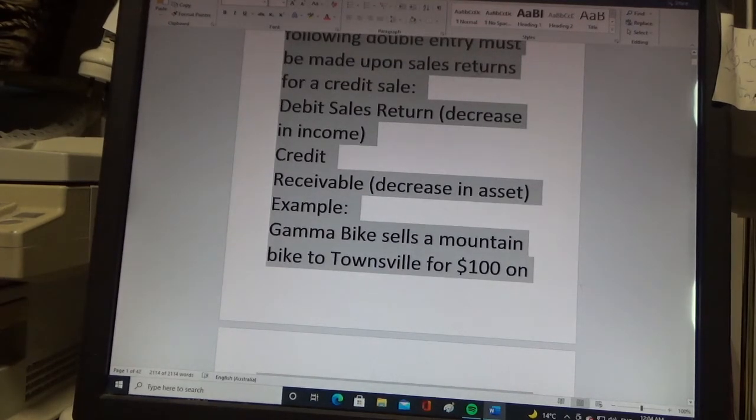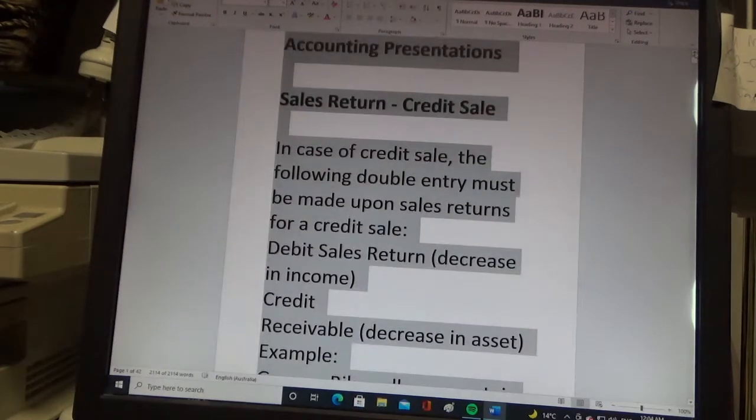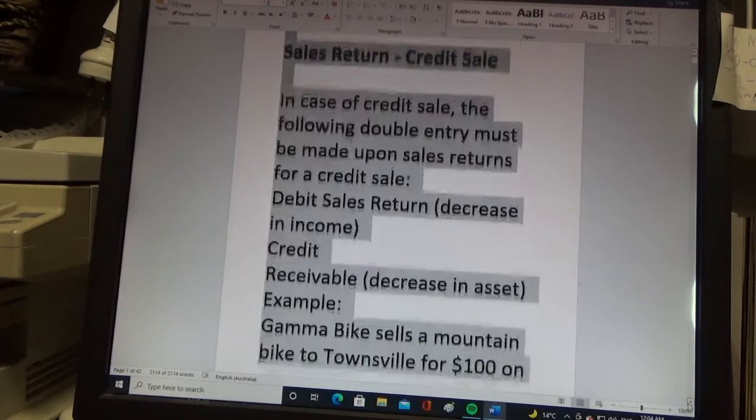Debit, not that one. I didn't write one, but I'll verbally say it. That you debit accounts receivable and you credit sales. Debit accounts receivable, credit sales, okay? And the sale is a credit sale, not a cash sale.